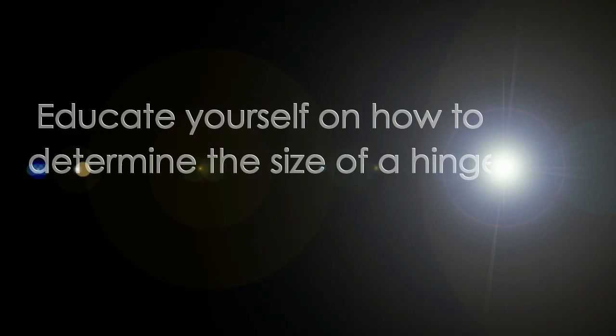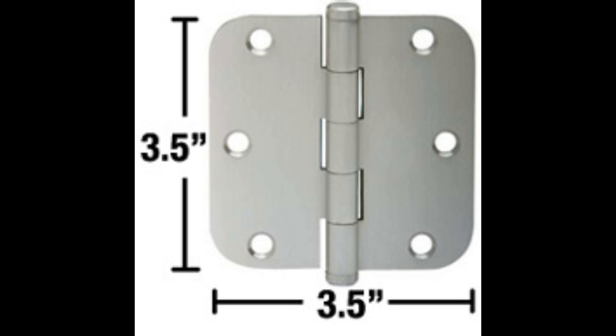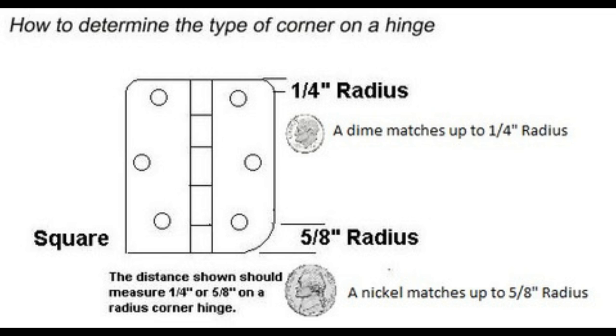First, educate yourself on how to determine the size of a hinge. Here is a standard door hinge. You start by measuring from top to bottom, then from side to side. Once you have determined your measurements for that, you need to understand how to determine if the hinge has a radius corner or a square corner. Here is how to measure the radius.